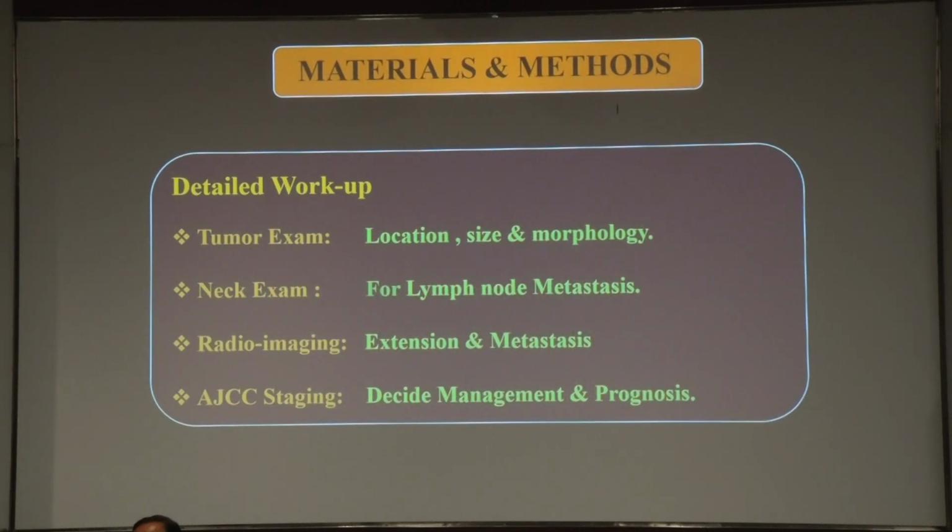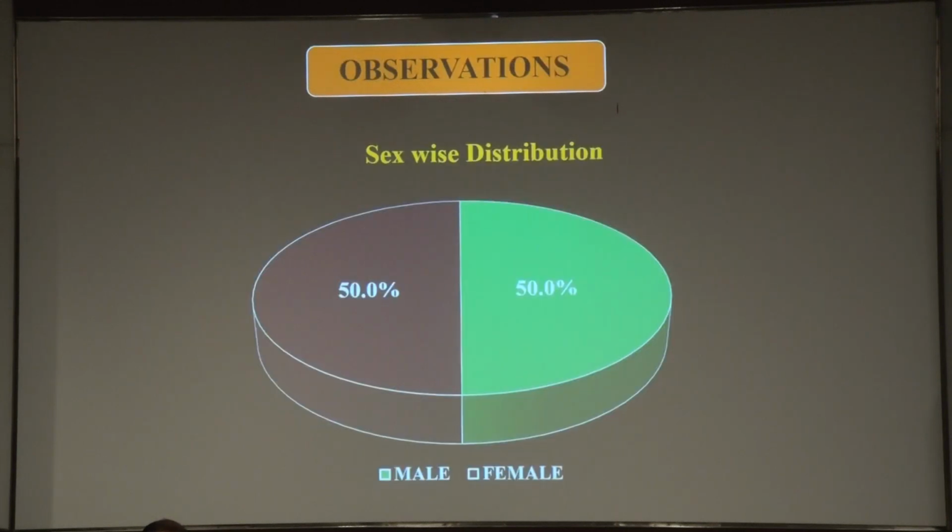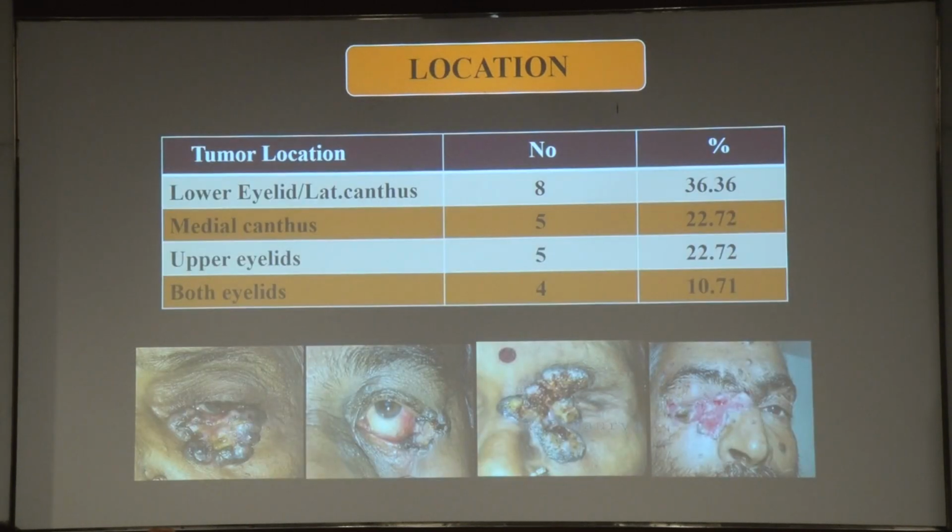Detailed workup was done about the location, size, and morphology of the tumor, neck examination for lymph node metastasis, radioimaging for looking at the extension and metastasis, and AJCC staging to decide the management and prognosis. It was seen that the male and the female preponderance was almost equal, 50% each. Lower eyelid lateral canthus was observed in 8 patients, that is 36%. Then there was involvement of the medial canthus followed by the upper eyelids and both the eyelids.